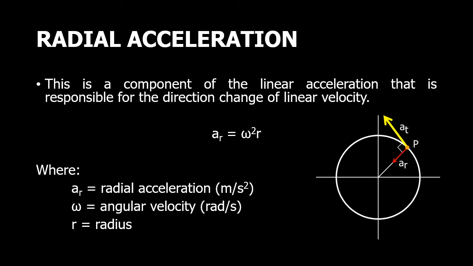And another thing na pinagkaiba pala ni tangential and radial acceleration is that si tangential acceleration, responsible siya sa pabago-bagong magnitude ng linear velocity. Pero si radial acceleration naman, responsible siya sa pabago-bagong direction ni linear velocity. So, yun. And that concludes our lesson 3.